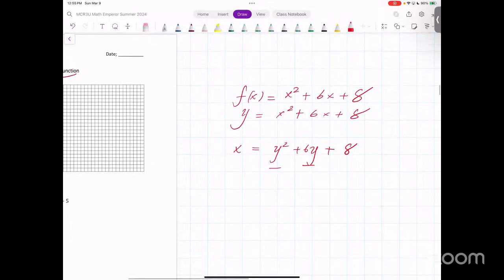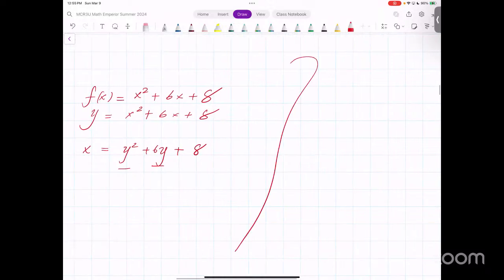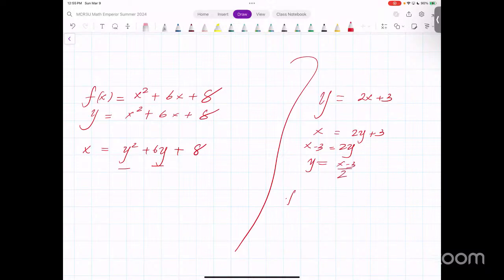So for example, if y is equal to 2x plus 3, then x is equal to 2y plus 3. x minus 3 is equal to 2y. So y is equal to (x minus 3) divided by 2, which is my f inverse of x. Do you remember these things we talked about?